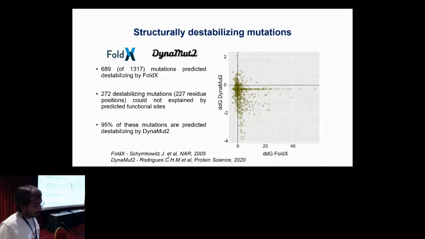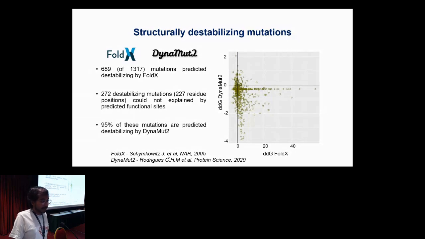Of these, some 272 mutations couldn't be explained based on proximity to a functional site. Most probably, they were in a buried region of the protein, and hence they mostly destabilize the structure of the protein and not a functional site. Around 95% of the mutations that were predicted to be destabilizing by FoldX were also predicted destabilizing by DynaMut2, and we have higher confidence that those 95% of mutations are actually structurally destabilizing.